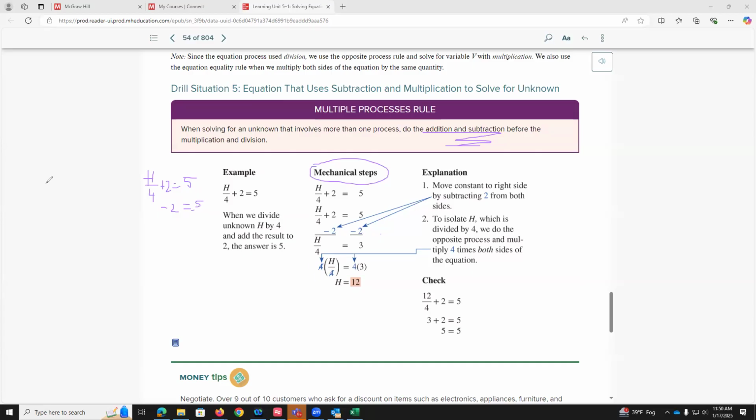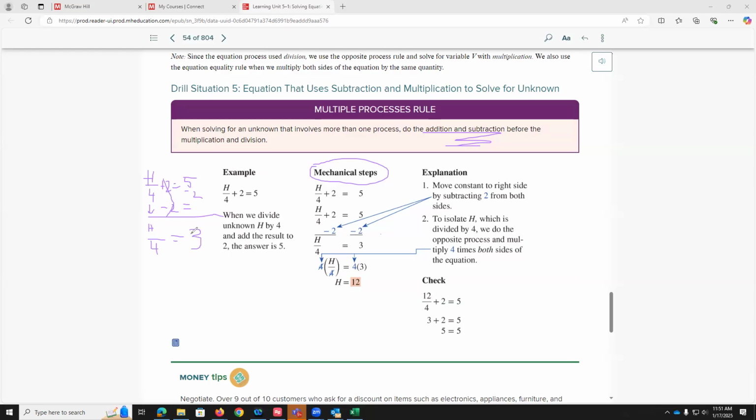Oops, let me erase that real quick. I wrote the wrong thing, y'all. Okay, so we're going to minus 2 there, and we're going to minus 2 here. This is just going to come down, so h over 4. The minus 2 and the plus 2 cancel each other out. So we've got an equal sign, and then we've got a 5 and a negative 2. So 5 minus 2 is going to give us 3.